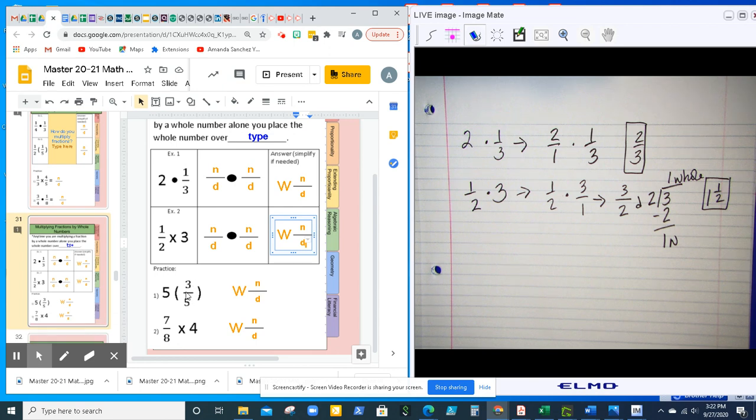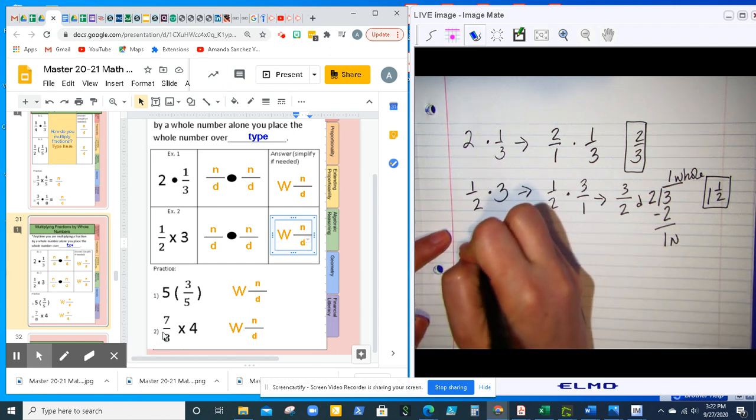So now if we look at this next one, you look at the second factor. If the second factor is bigger than 1, it's going to increase. So this second factor is not bigger than 1. So our answer is going to decrease. It's going to be less than 5. So now if we look at this one, the whole number is 4. It's bigger than 1. Our answer will be bigger than 7/8.